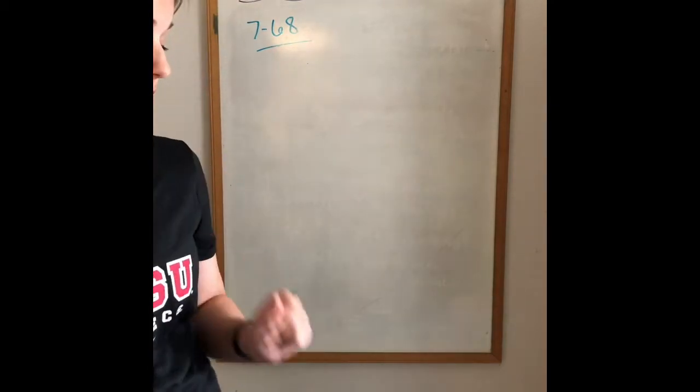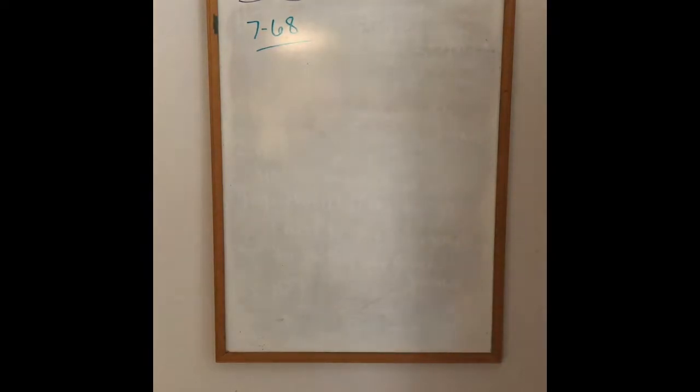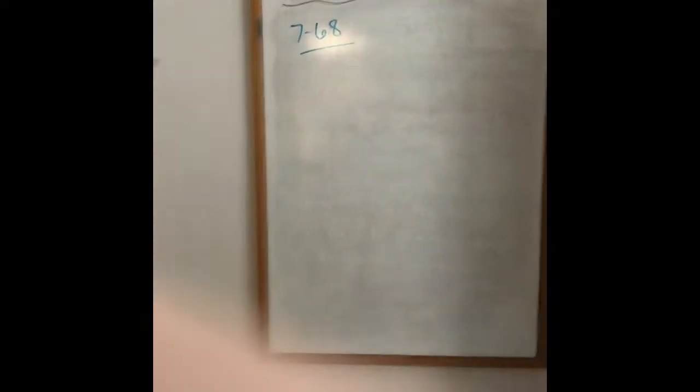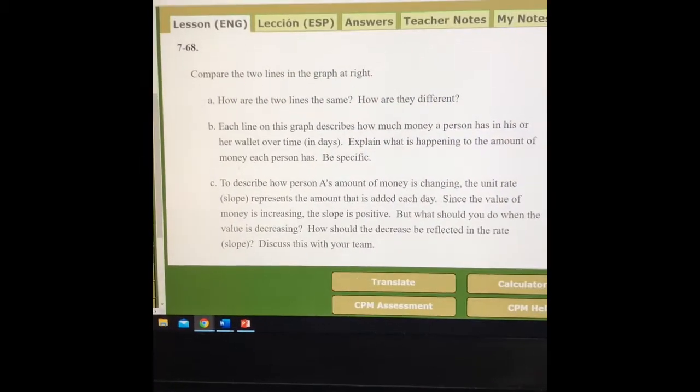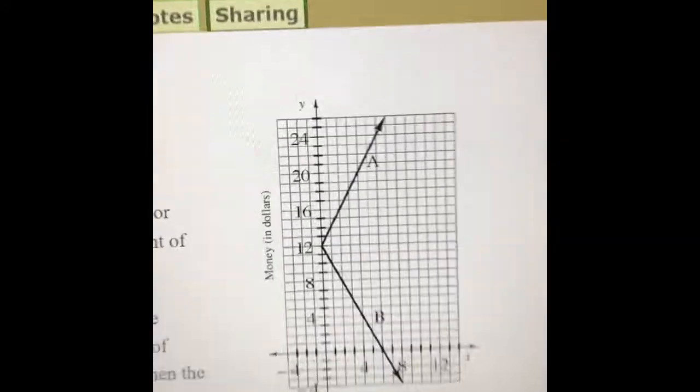So I'm actually going to bring you to the graph because it's easier that way. Okay. So 7-68, compare the lines of the two graphs. How are the two lines the same? How are they different? So here's the graph.